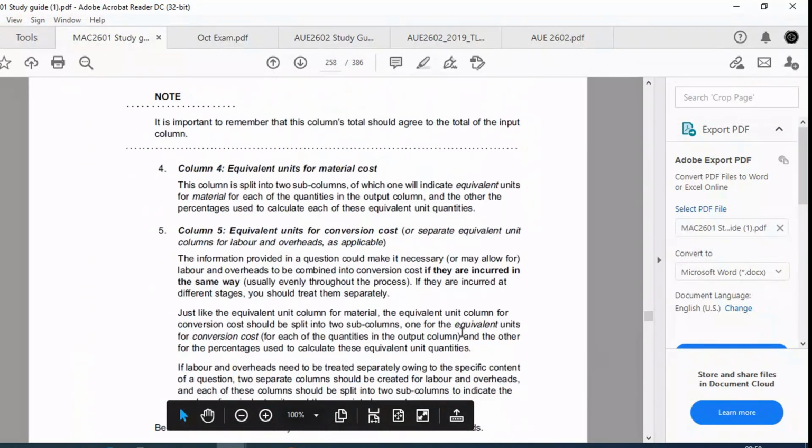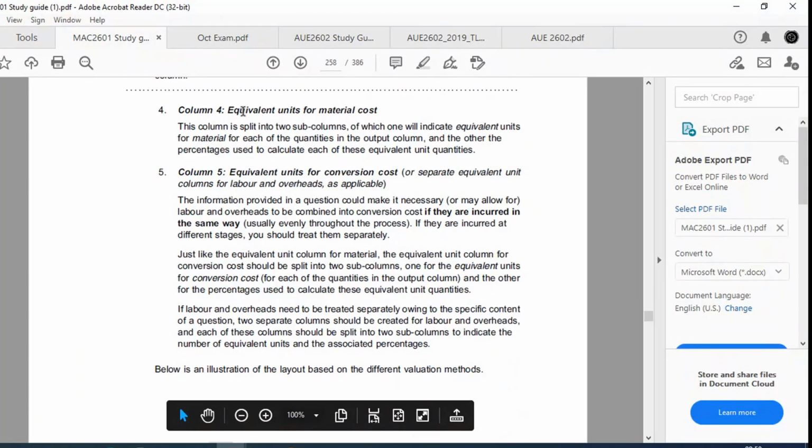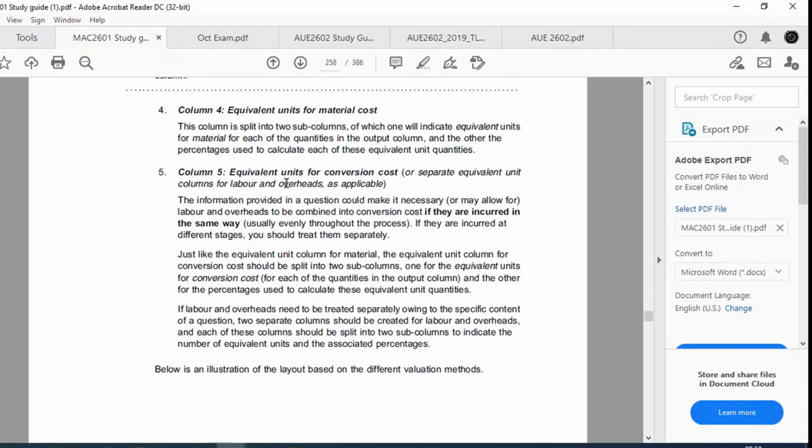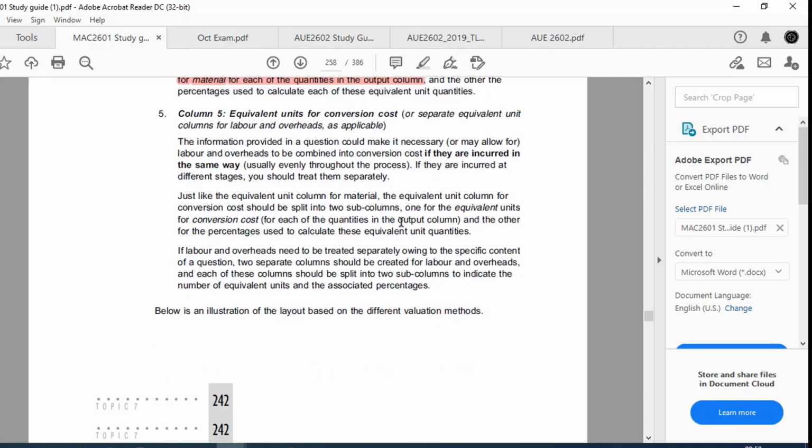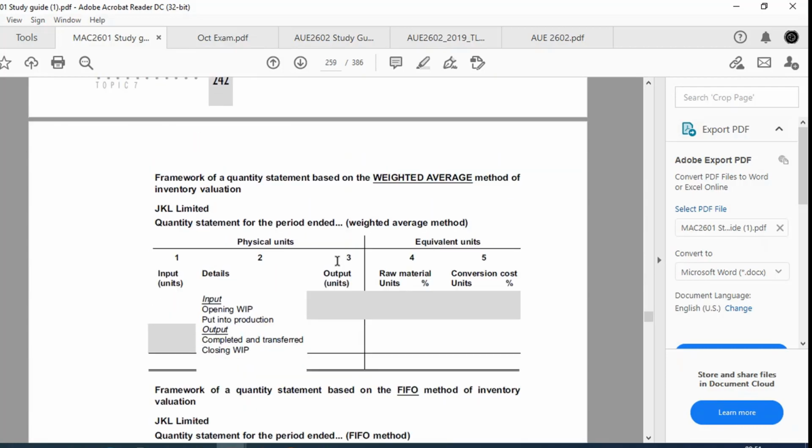Under the equivalent units for material cost, this is split into an indicator for material for each of the quantities in your output column, and the percentage. And then conversion, this is the information provided in the question, what we've mentioned, it's labor and overheads.